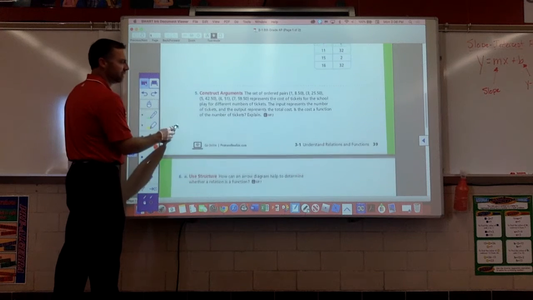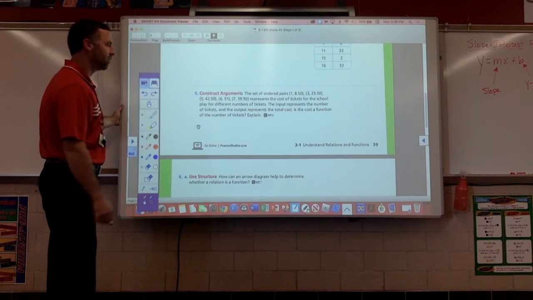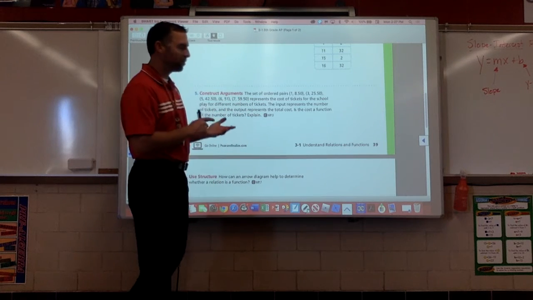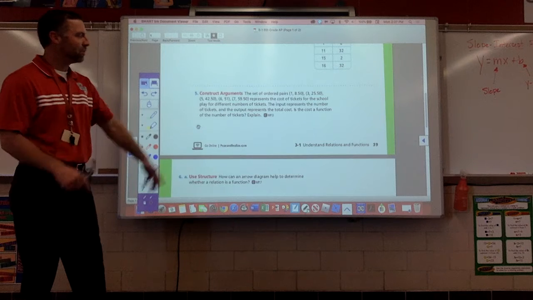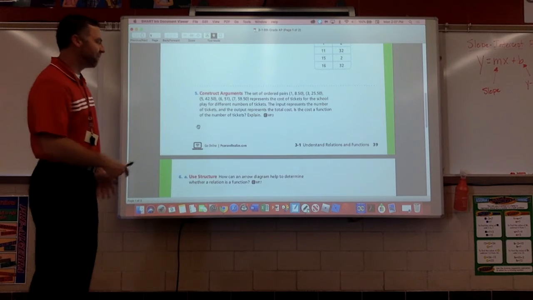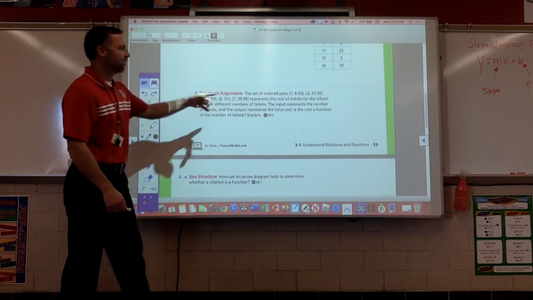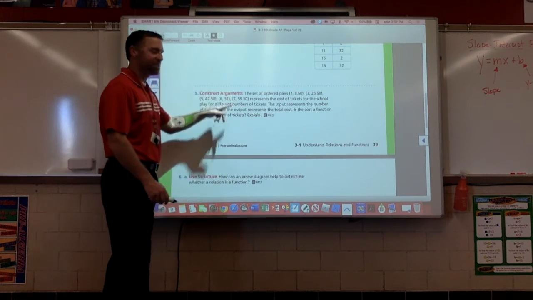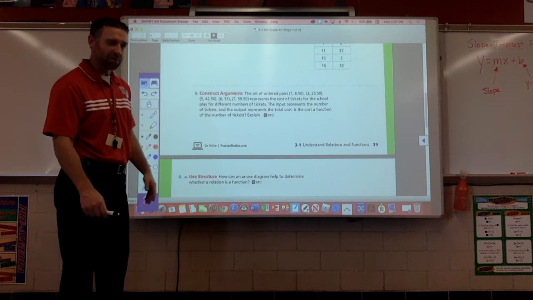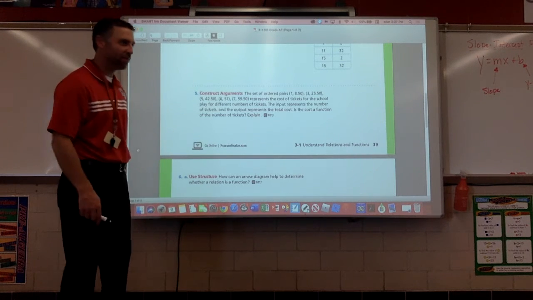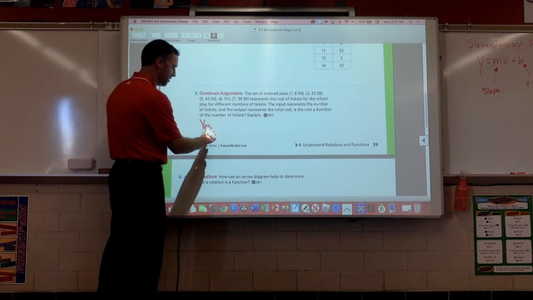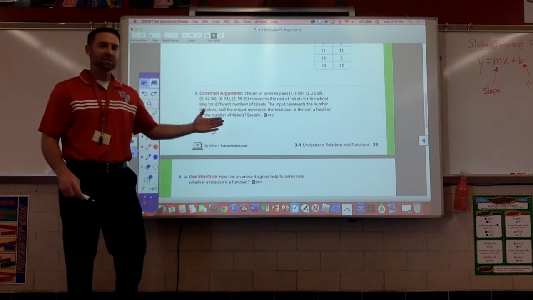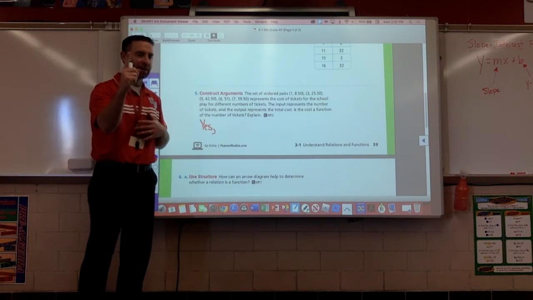Moving on down. Oh, here we go. The set of ordered pairs represents the cost of tickets for the school play for different numbers of tickets. The input represents the number of tickets, and the output represents the cost. Is the cost a function of the number of tickets? Well, let's go to the X values: 1, 3, 5, 6, 7. Did I ever repeat myself? No. So is that a function? Yes. And if I wanted to go back and say why it is a function: each input has exactly one output.